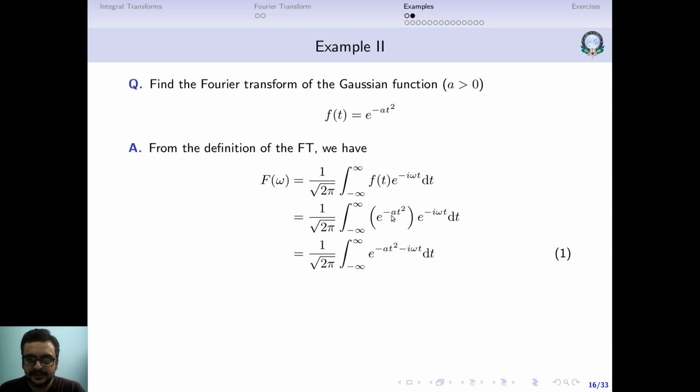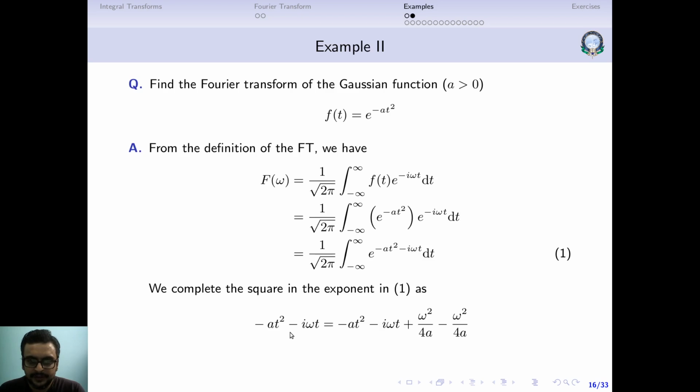Then we just add up these exponents. So we have e to the power minus a t square minus I omega t dt. We just need to do some manipulation over here. What we'll do is complete the square in the exponent. How we complete the square: we have minus a t square minus I omega t, and we add and subtract omega square by 4a. As a result of this adding and subtracting, if I take the minus a outside, I could write this as t plus I omega by twice a, whole square.